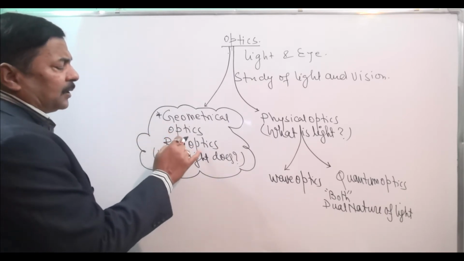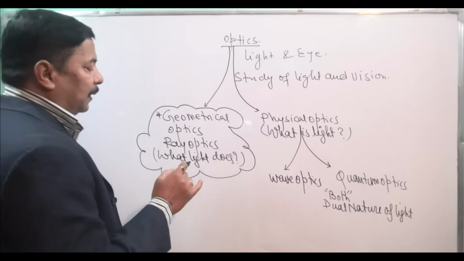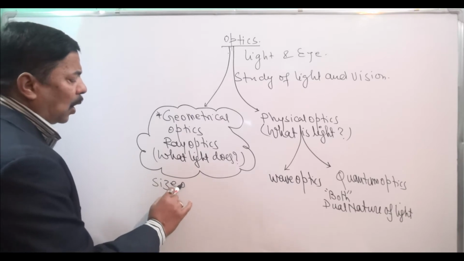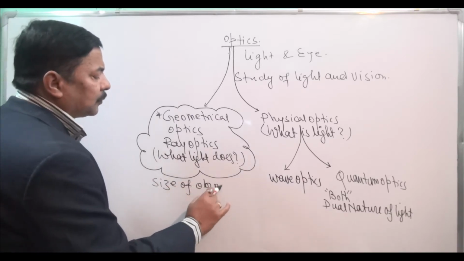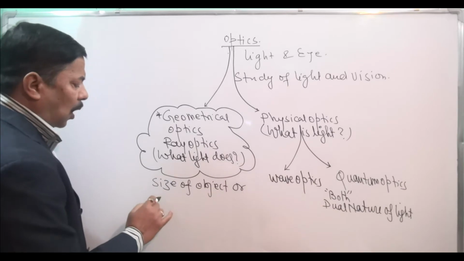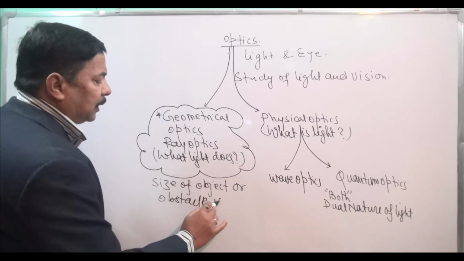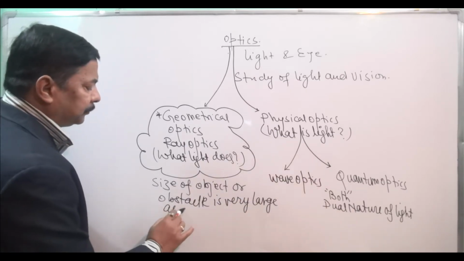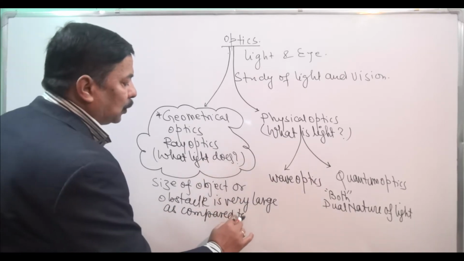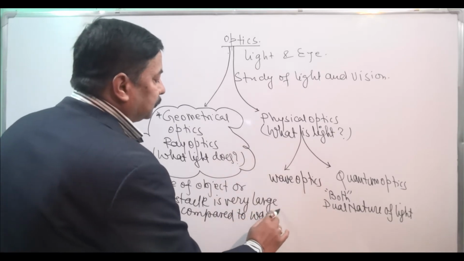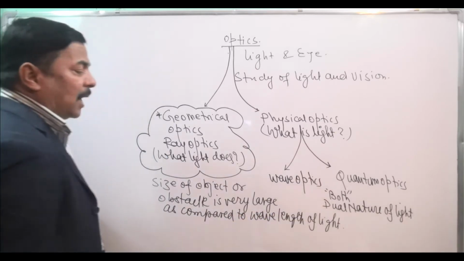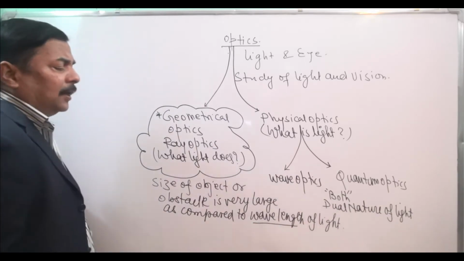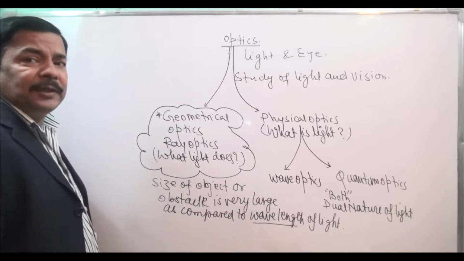In geometrical optics, the basic parameter that you have to keep in mind is that the size of object or obstacle is very large as compared to the wavelength of light. Now the wavelength of light is a parameter that is associated with every color.